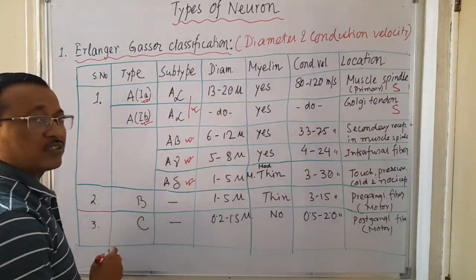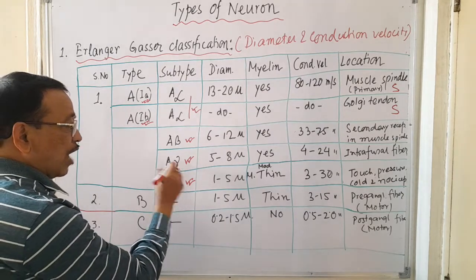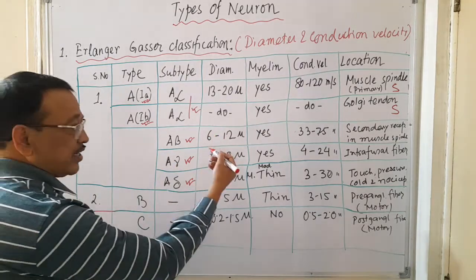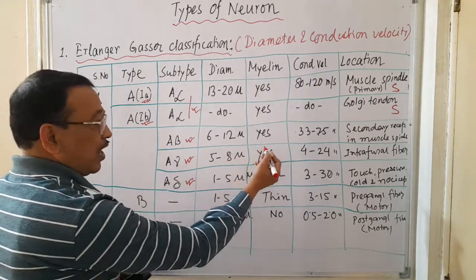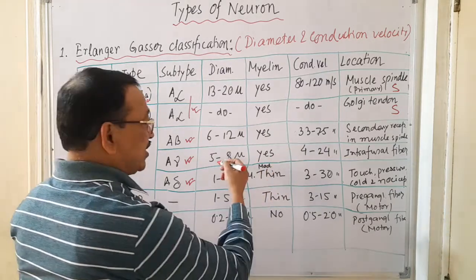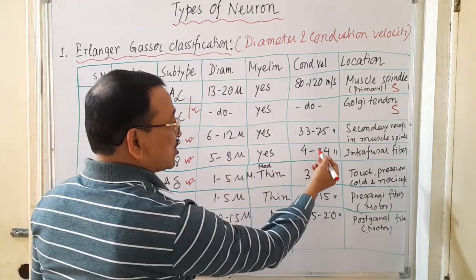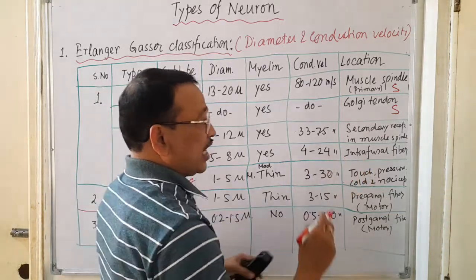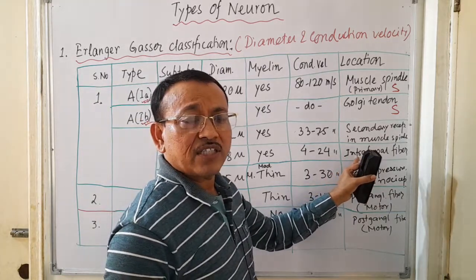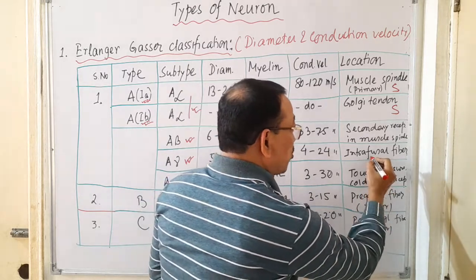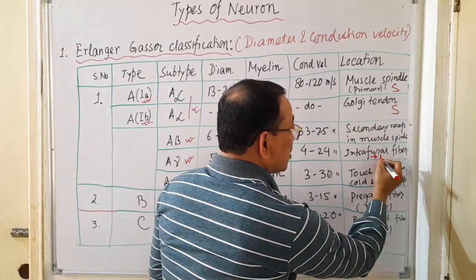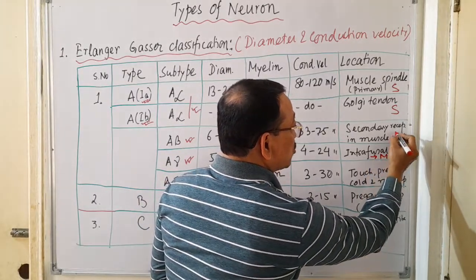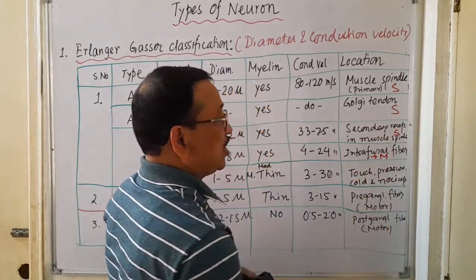A gamma fibers, diameter is further less, myelin sheath is present. As the diameter is less, conduction velocity will also be less, and these are present at the intrafusal fibers, and these are responsible for the motor function. So this is motor. So this is also sensory. This is also sensory, and this is the motor one.